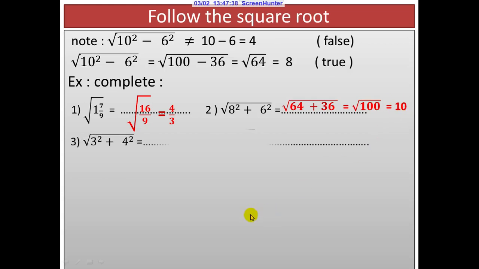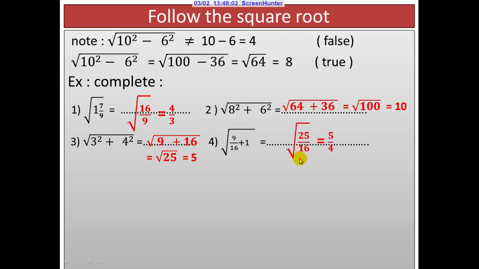Number 3, square root of 3 power 2 plus 4 power 2. By doing the previous steps, it will be equal square root of 9 plus 16 equals square root of 25. Finally, it will be positive 5. Number 4, we have here square root of 9 over 16 plus 1. First, we must do the addition operation under the square root. It will be equal square root of 25 over 16. Finally, it will be equal 5 over 4.